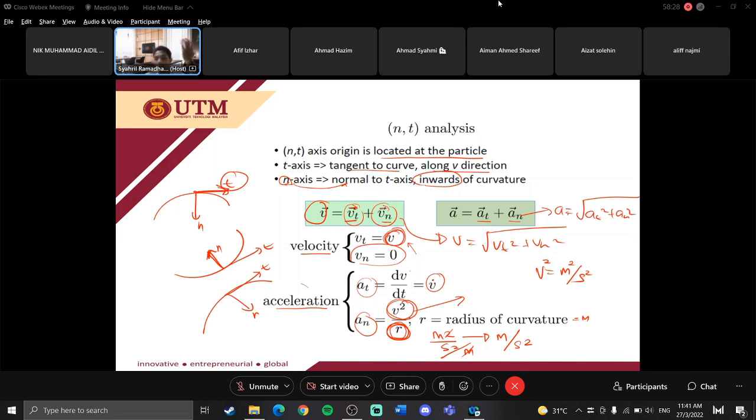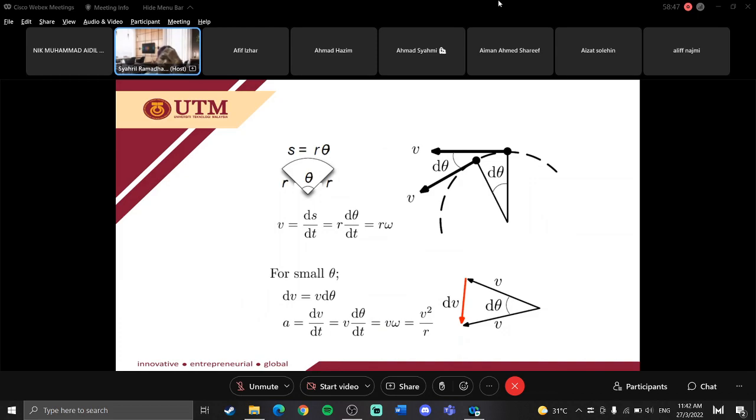So usually you can check whether it makes sense or not by checking its unit. Here you get the unit meter per second squared. So this is for NT analysis. Next is the derivation of why we get v squared over r for the normal acceleration.